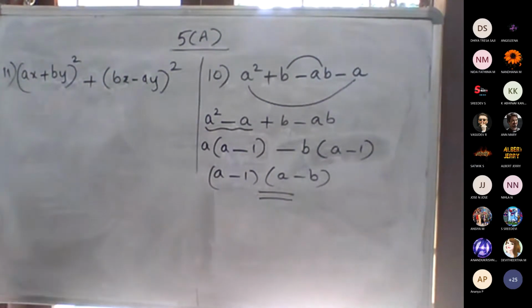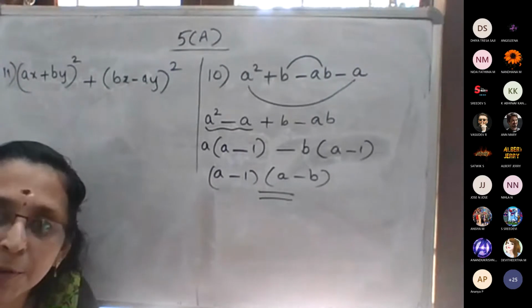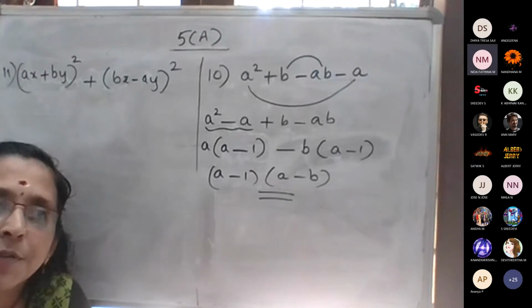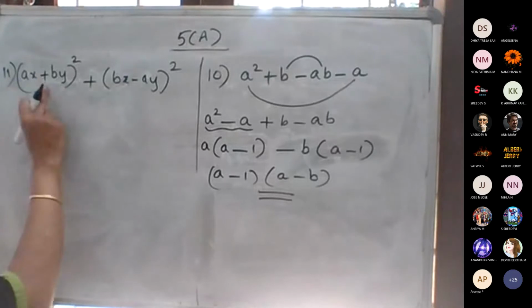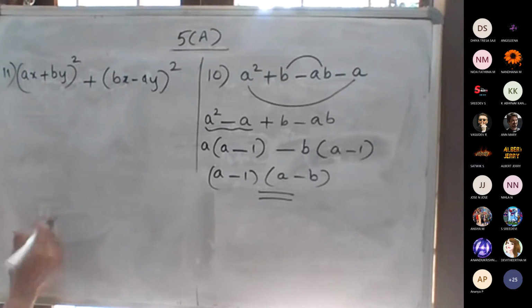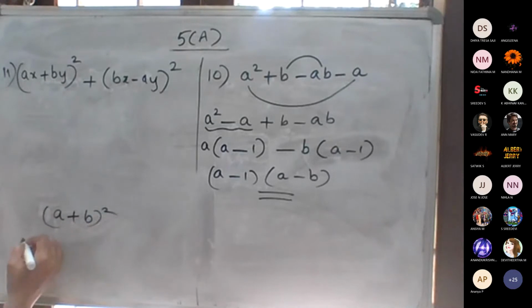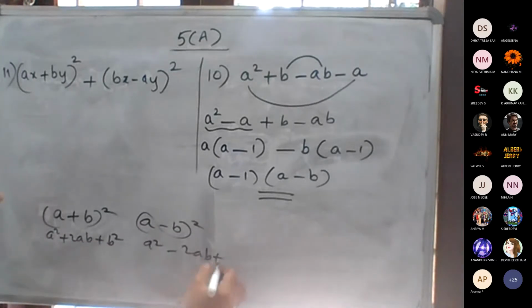Change the bracket. This is chapter 5. Before chapter 5, we studied chapter 4, the same model. Change the bracket, expansion of (a plus b) whole square and (a minus b) whole square. That is a square plus 2ab plus b square, and a square minus 2ab plus b square.